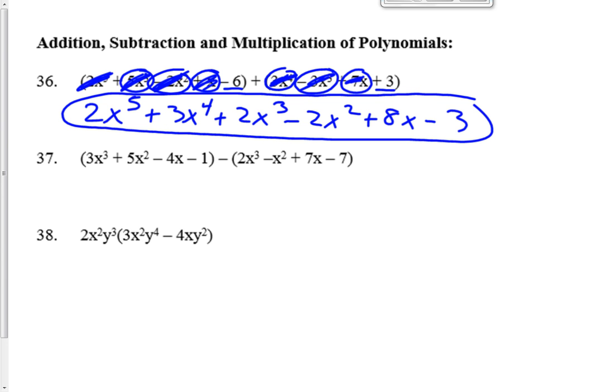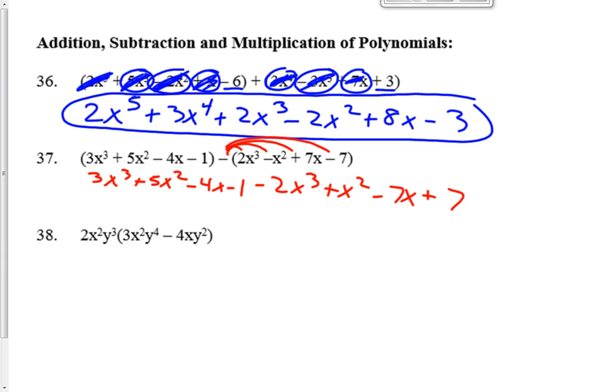That's adding polynomials. When I subtract polynomials, it's really the same thing, just with one additional step. We have to distribute the negative sign to every term in the polynomial. So we still have 3x cubed plus 5x squared minus 4x minus 1. But now we have a negative 2x cubed, a positive x squared, a minus 7x, and a plus 7.